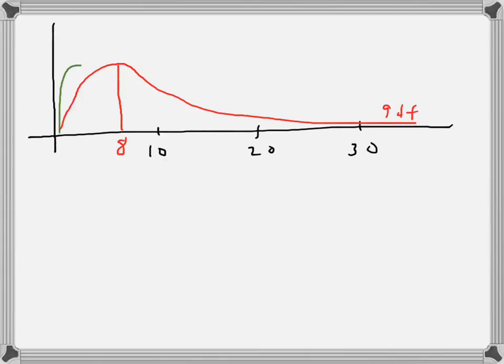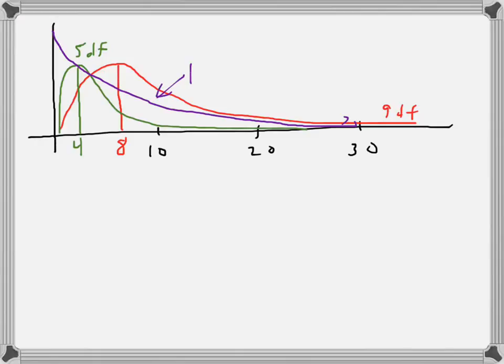Sometimes we get really tall ones. This peak looks like it's about 4. So this green one would be at 5 degrees of freedom. And an interesting one is actually with 2 degrees of freedom. Well, actually, one with 1 degree of freedom doesn't even really have a peak. It has a peak at 0, so this one in purple is 1 degree of freedom.